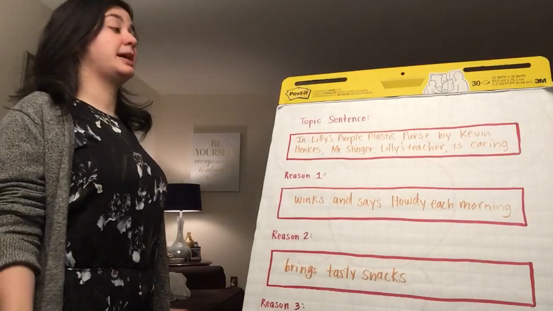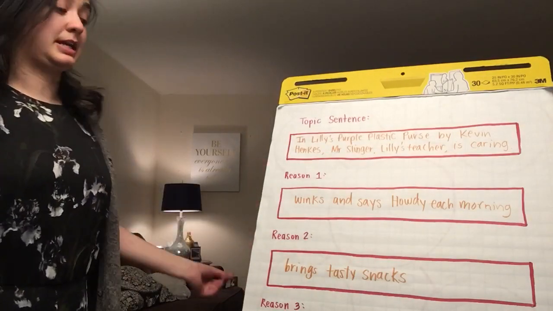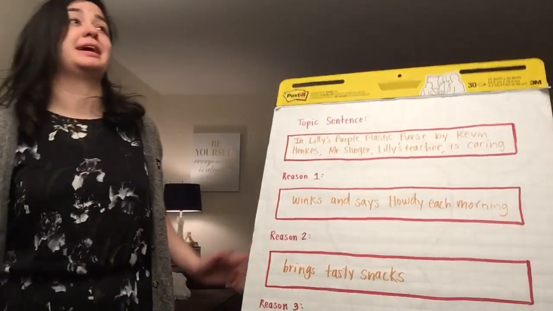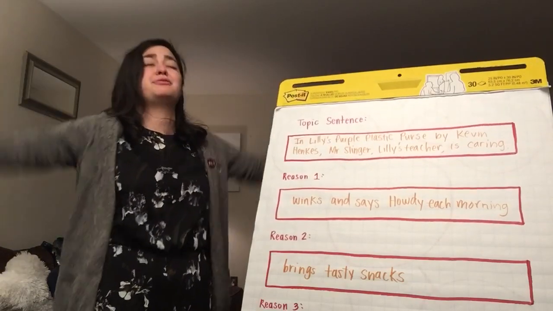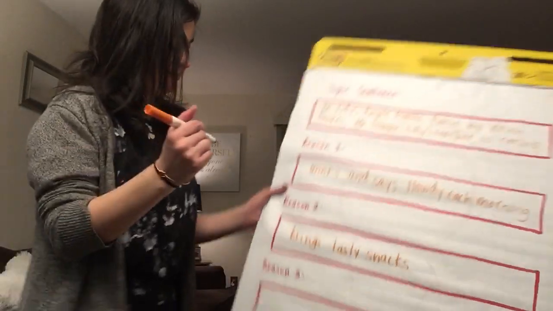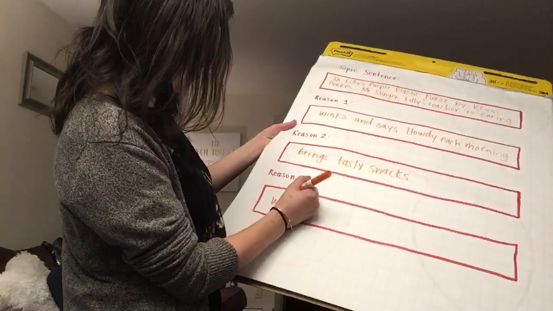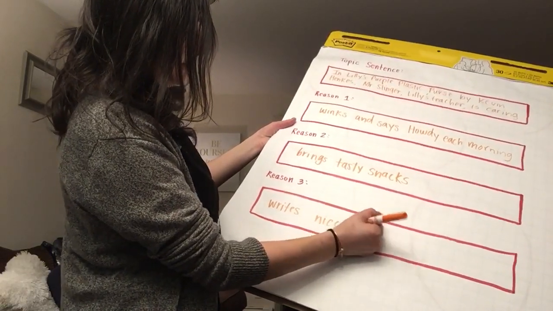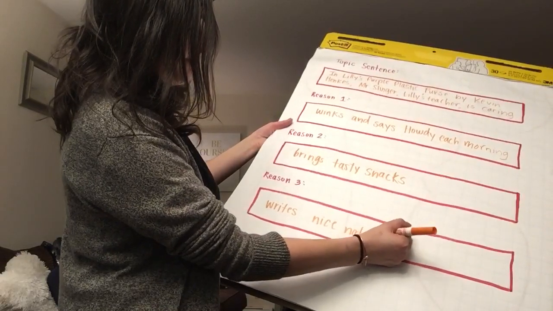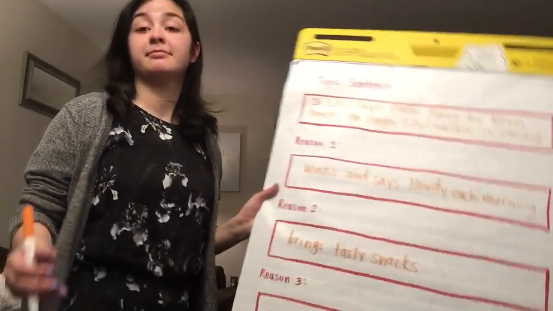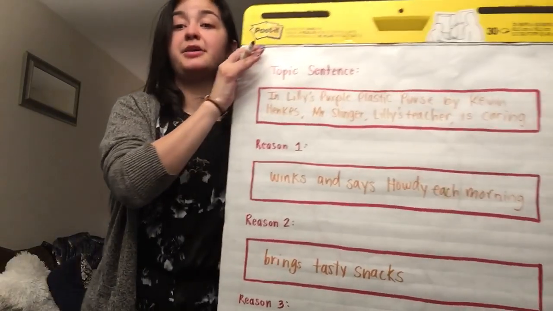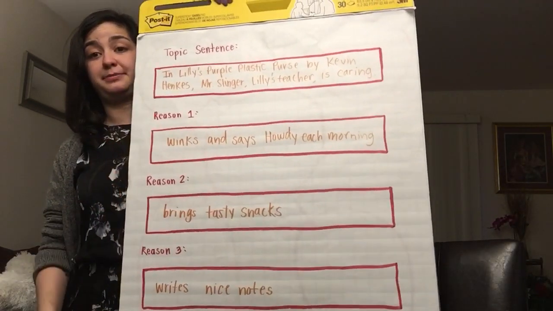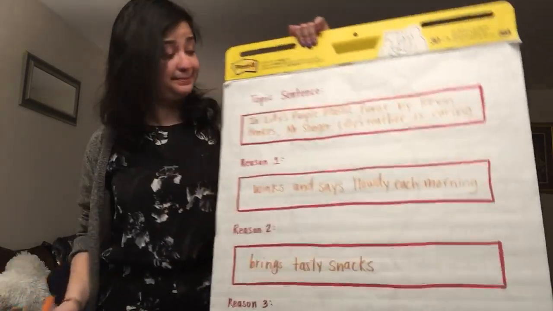Now, the last reason that proves Mr. Slinger is a caring teacher is that he writes nice notes. Now, that was right off the top of my head. I remembered that the most. It stood out to me throughout the whole book. Writes nice notes. So right now, you've seen my box and bullet plan, my topic sentence, and here are my 3 examples that prove that Mr. Slinger is caring.